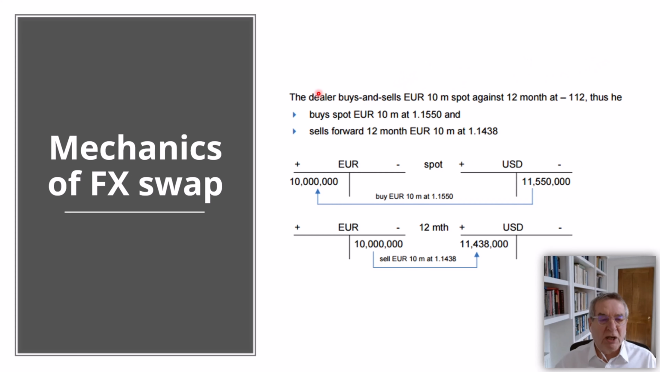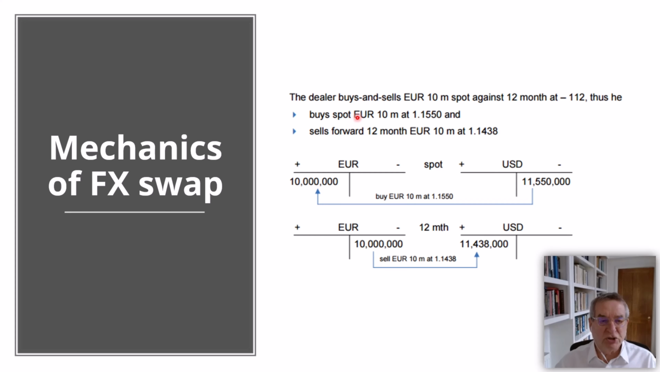What we can see now is the mechanics of an FX swap, and now I'm switching back to euros against dollar. Let's say a dealer buys and sells 10 million euros spot against a 12-month, which has been priced at negative 112 pips. That would have been the forward rate, let's say, at the beginning of the period. How does this actually look? Well, it can be seen.